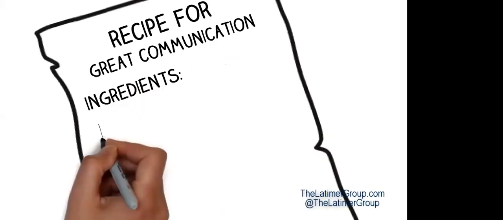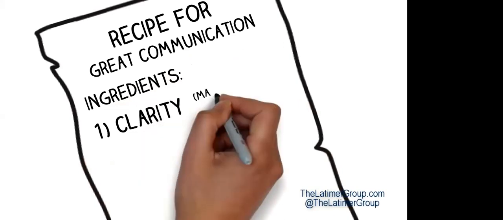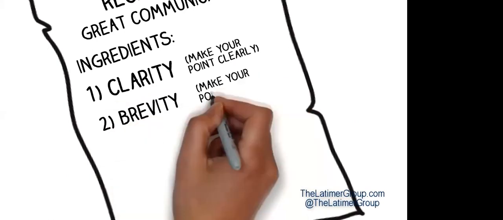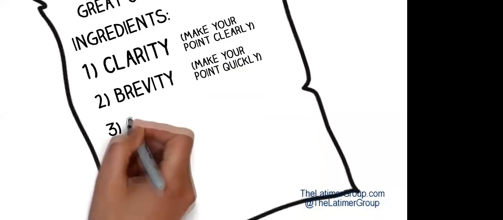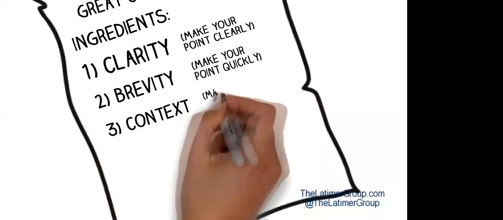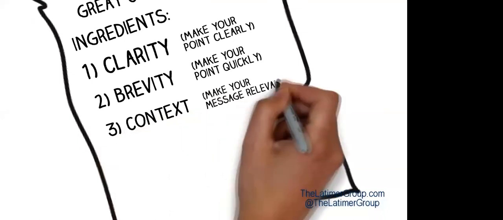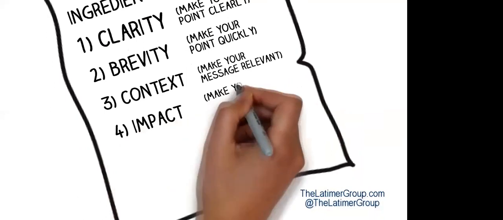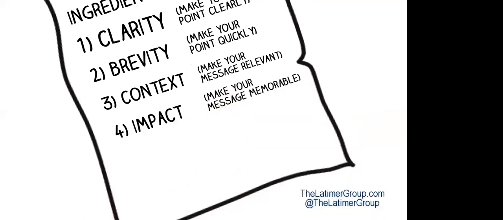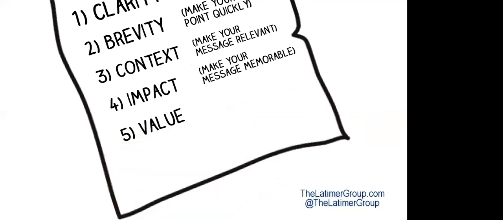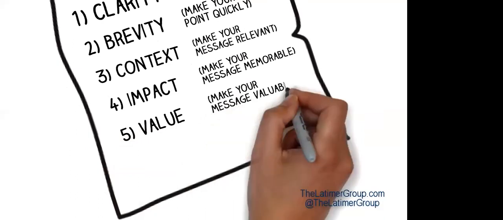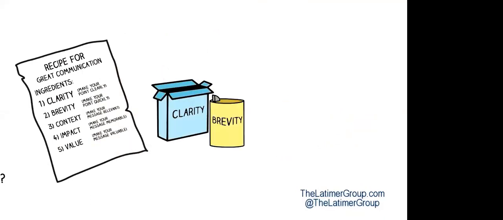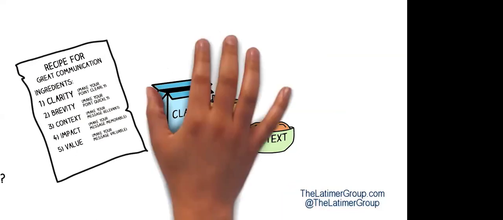All right, the first ingredient is clarity. How do you make your point clearly? It's got to be clear. The second ingredient is brevity. How do you get to the point quickly? How do you not waste people's time? The third ingredient is context. How do you help people see how your message fits in for them? How does it make sense for them? The fourth ingredient is impact. How do you make it stand out? How do you make it memorable? And the fifth ingredient is value, which is fairly self-explanatory. How do you make your message valuable for the people who are consuming it? 5 ingredients that will go into every communication meal: clarity, brevity, context, impact, and value.